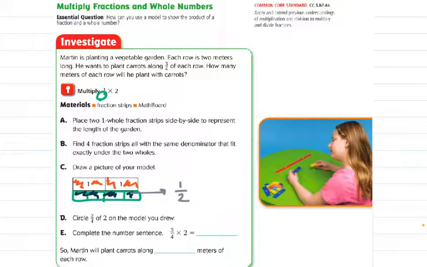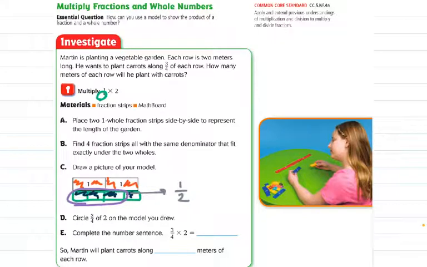It's a little too small, I can't write all of those in. So we drew a picture of our model, and now we're going on to our next step, boys and girls, where it says circle 3/4 of the 2 on the model that you drew. So we check, we see we have 1, 2, 3/4, so 3 out of the 4. We're going to circle the 3 out of the 4 that we drew here.